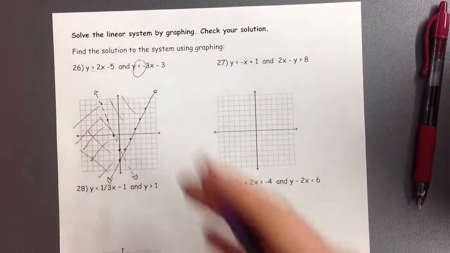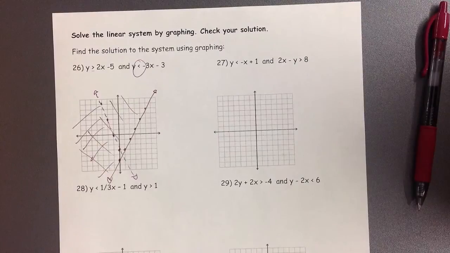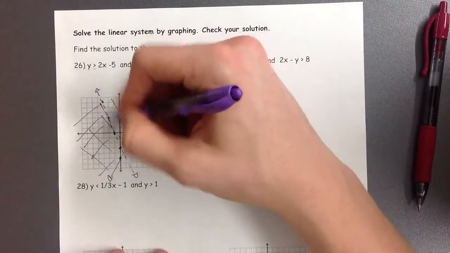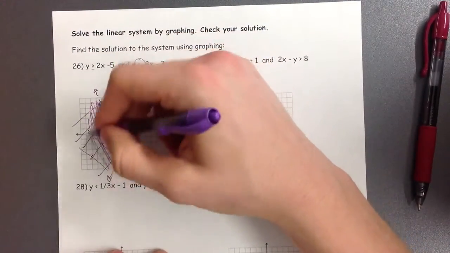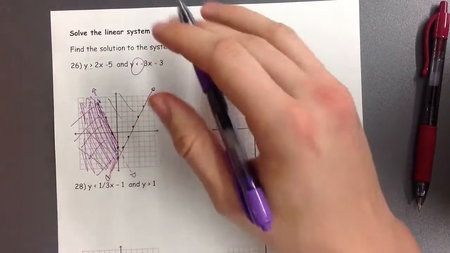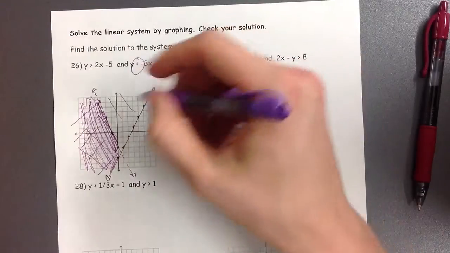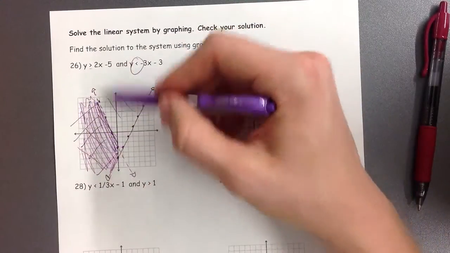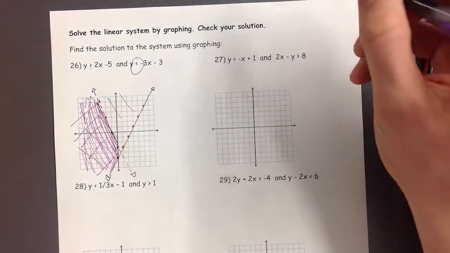So we go back and we look at the graph. Where are both shaded regions true? Where do they cross up? And they do so right here, and that's where both lines are true. If I pick any point in this shaded region, it works for both of my inequalities, which is what I'm looking for.